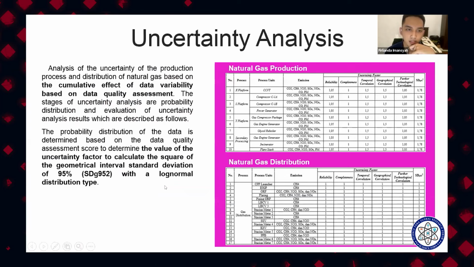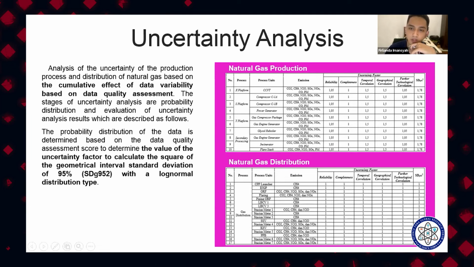Uncertainty analysis of the production process and distribution of natural gas is based on the cumulative effect of the data variability, based on the data quality assessment. The stages of uncertainty analysis are probability distribution and evaluation of uncertainty analysis results, which are described as follows. The probability distribution of the data is determined based on the data quality assessment score to determine the value of the uncertainty factor, to calculate the square of the geometric standard deviation of the 95% interval with a log normal distribution type.